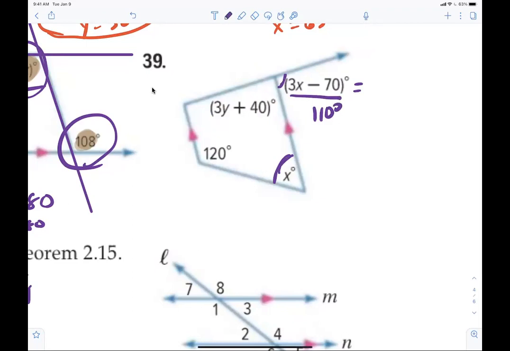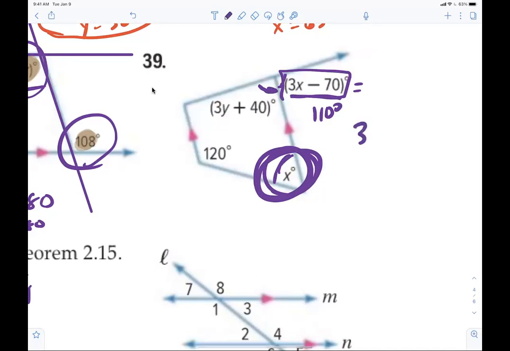How did I know that was 110 degrees, Lucas? Because the... Or whoever said that? 60 times 3. Yeah, 60 times 3 minus 70 is 110. So I know this angle is 110 degrees because I know angle 6 is 60. That was hard. I'm agreeing with you. That was hard. All right. So now who can tell me what the measure of this angle has to be? 70. That has to be 70. So 3y plus 40 equals 70.